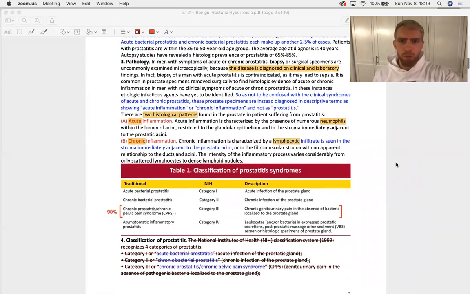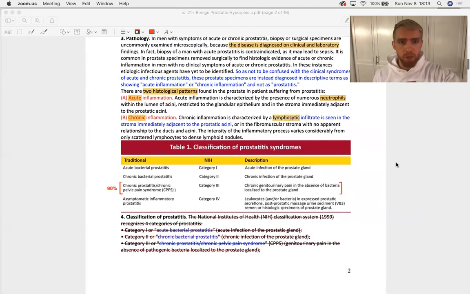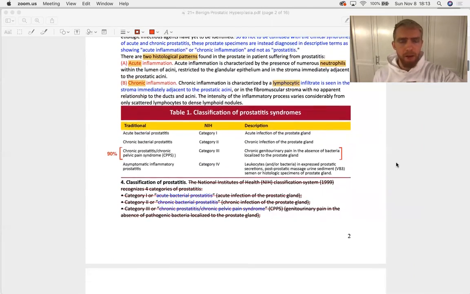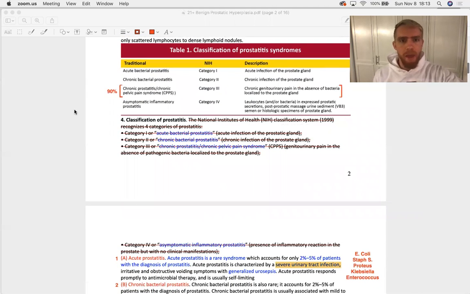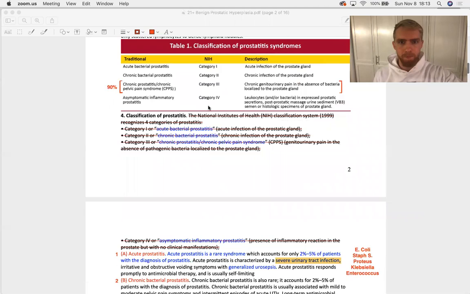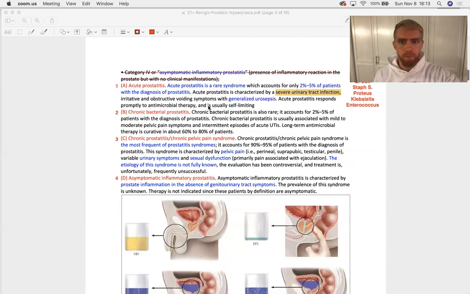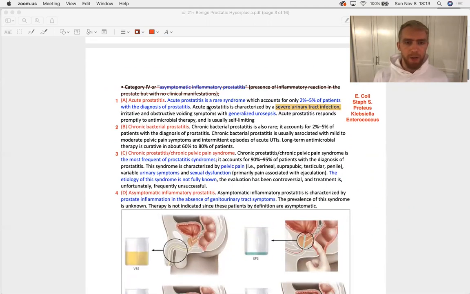So this is not a diagnosis of symptoms. This is a lab diagnosis. And histologically, acute versus chronic is just neutrophils versus lymphocytes. You understand that. The major prostatitis, 9 out of 10 cases, is this non-bacterial chronic prostatitis, which is also called CPPS, chronic pelvic pain syndrome. We get into the different categories.